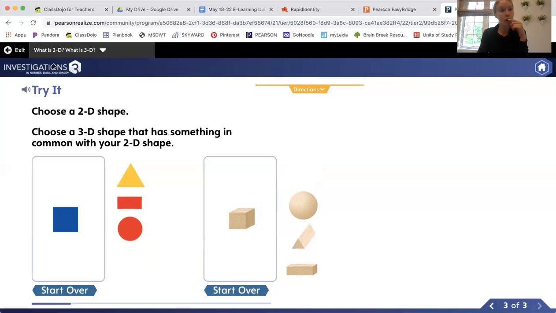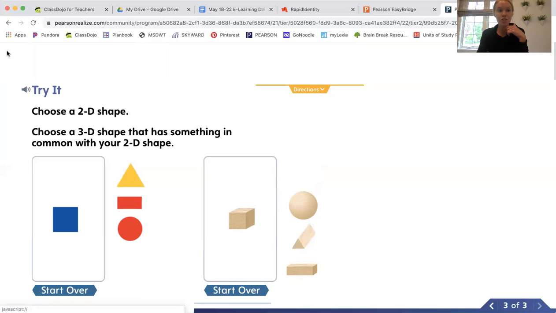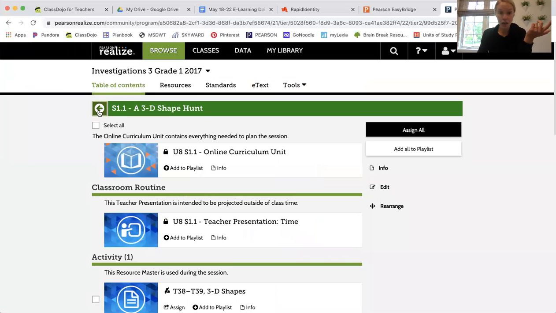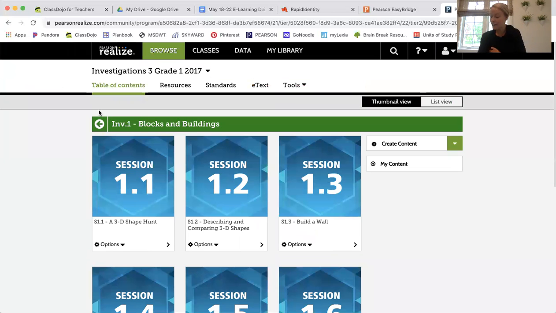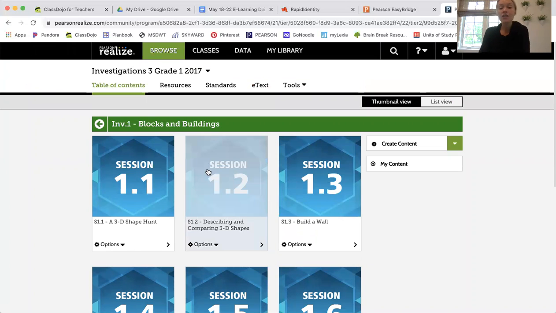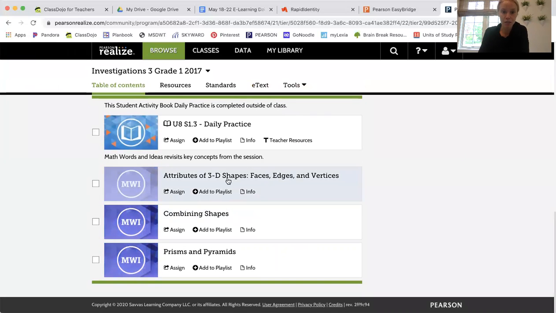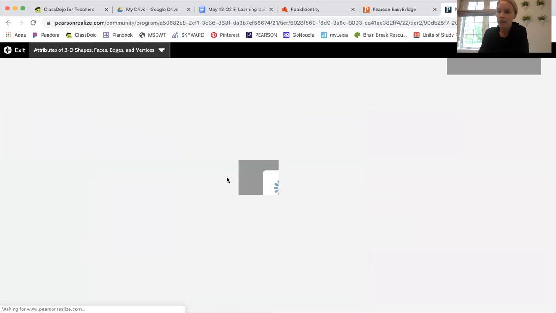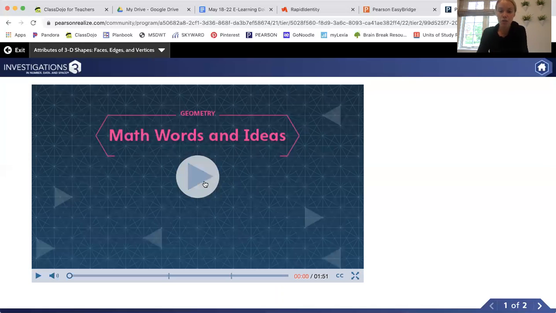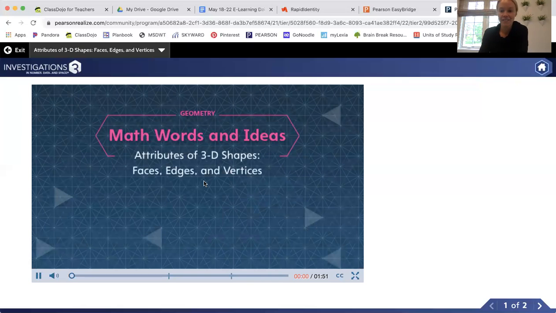Cool. Okay, so we're going to move on over and we're going to look at another MWI. And this MWI is going to talk more about 3D shapes. Okay, and it's going to talk about the attributes. So I want you to watch this video. Attributes of 3D shapes: faces, edges, and vertices.